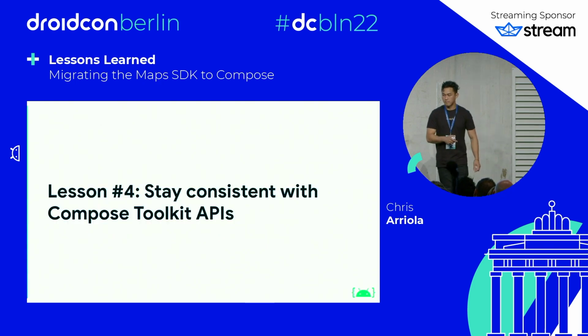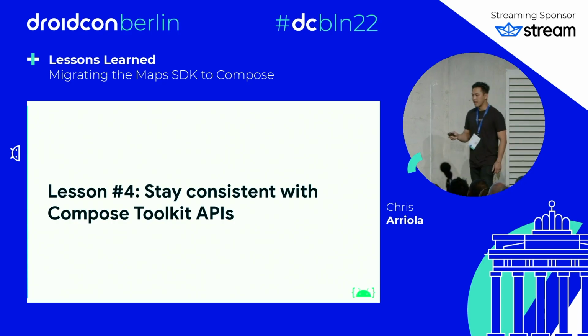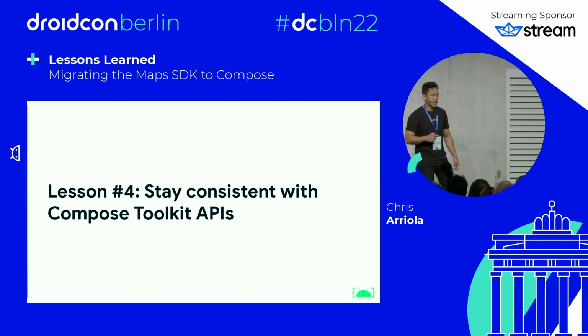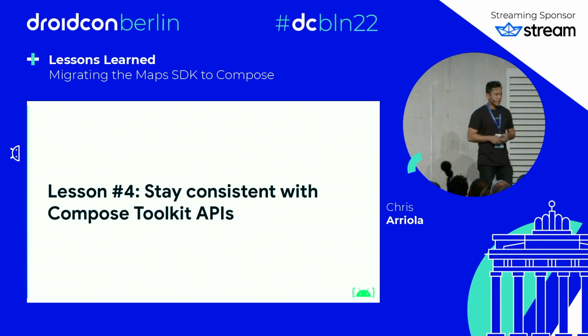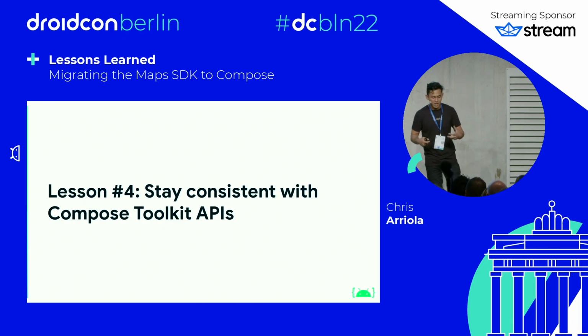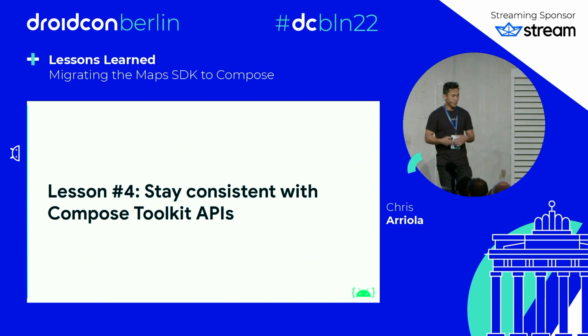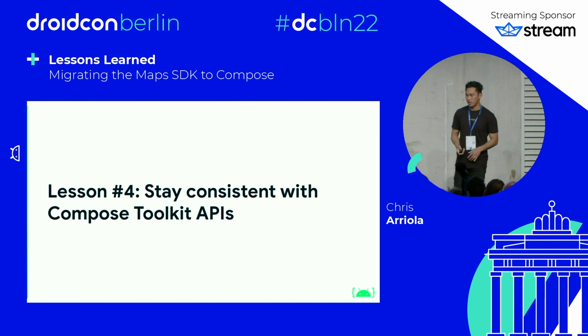Cool. So the next lesson is to stay consistent with Compose Toolkit APIs. What I mean by that is it's best to abide by the same principles that the Compose Toolkit APIs are designed with, because inconsistency is quite jarring when we encounter it. It causes us to stop and think, and consistency, on the other hand, we don't notice when it's consistent because it just works the way we expect it to. So that's essentially what we're trying to strive for here.